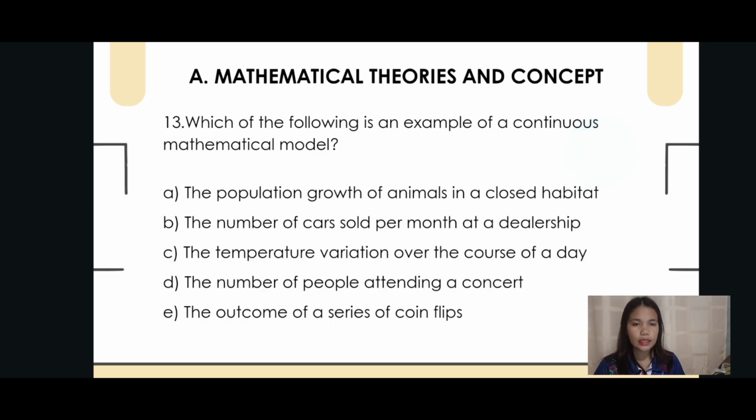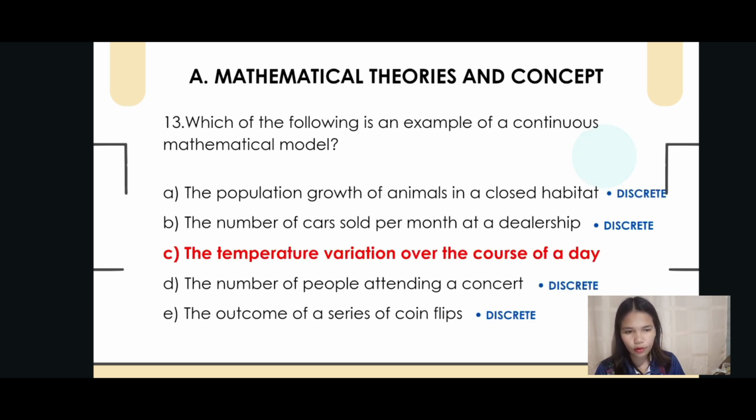The question is, which of the following is an example of a continuous mathematical model? Letter A, the population growth of animals in a closed habitat. B, the number of cars sold per month at a dealership. C, the temperature variation over the course of a day. D, the number of people attending a concert. Or E, the outcome of a series of coin flips. So the answer is letter C, the temperature variation over the course of a day.